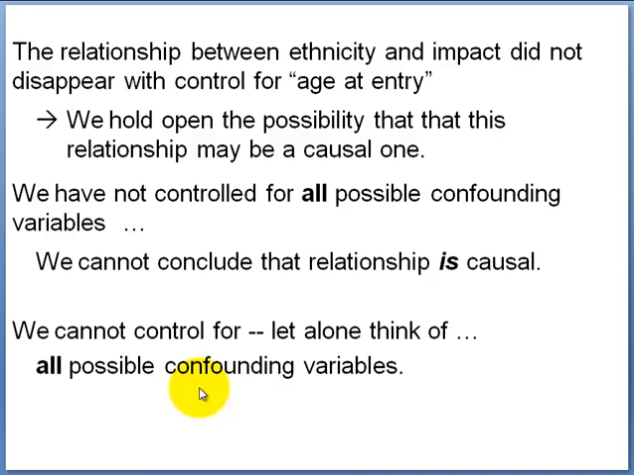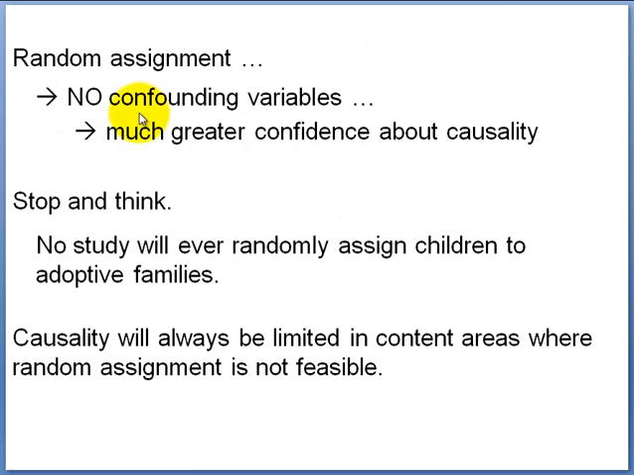But even so, this basic message stands that in the survey design and other non-randomized designs, the best we're going to be able to do is to control for pragmatic confounding variables that we can think of ahead of time and therefore measure. Now, I should just point out again, with random assignment, there are no confounding variables, and obviously one can have much greater confidence regarding causality.